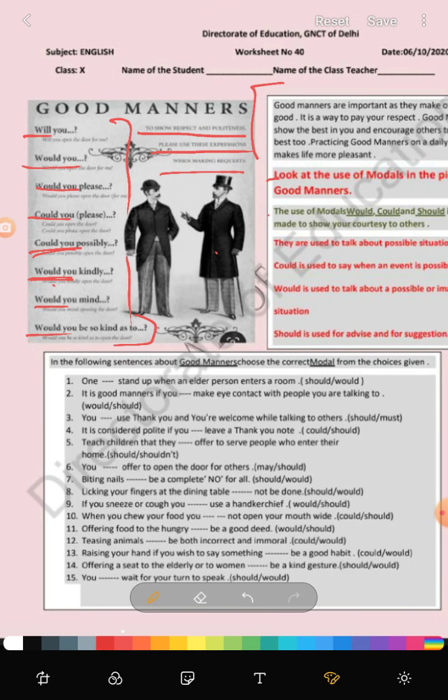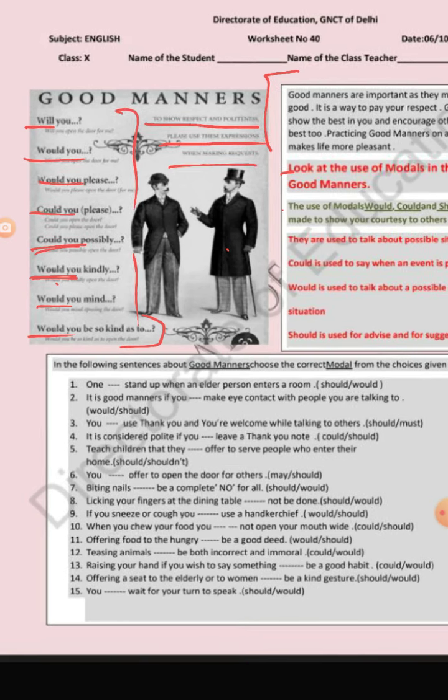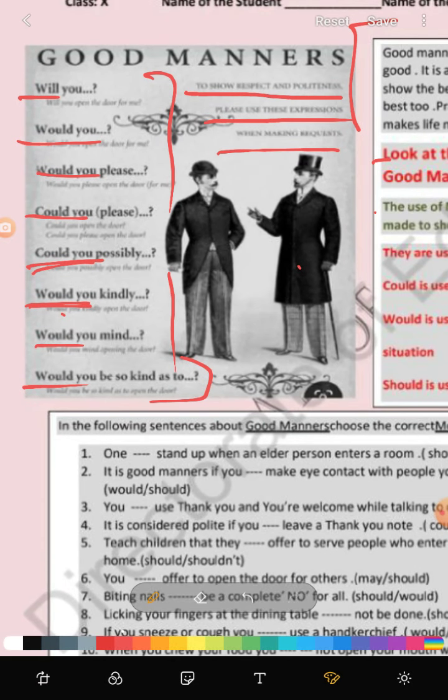Will you open the door for me? Or would you open the door for me? Would you please open the door for me? Could you please open the door? Could you possibly open the door? Would you kindly open the door? Or would you mind opening the door? Then would you be so kind as to open the door? These are different expressions which we can use to express good manners.